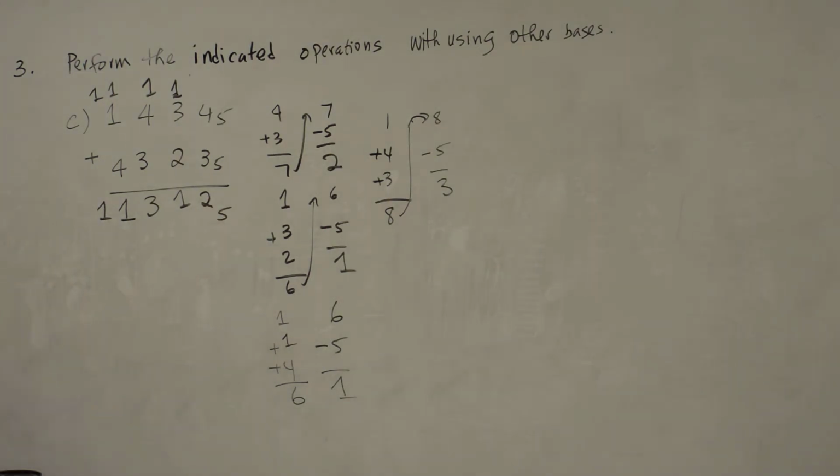Well, 1434 base 5 add to 4323 base 5 equals 11312 base 5. Okay? That's example C.